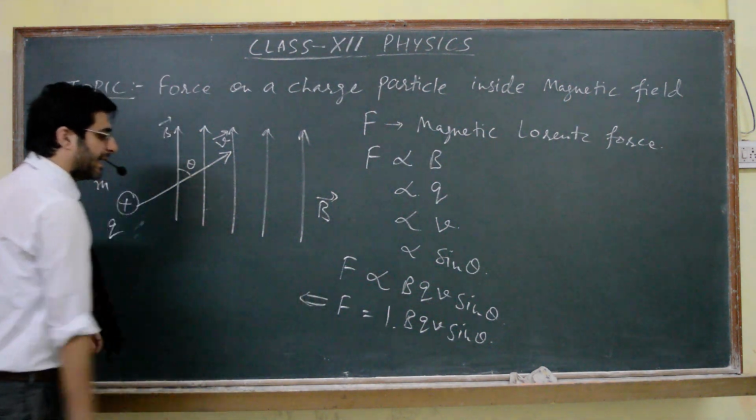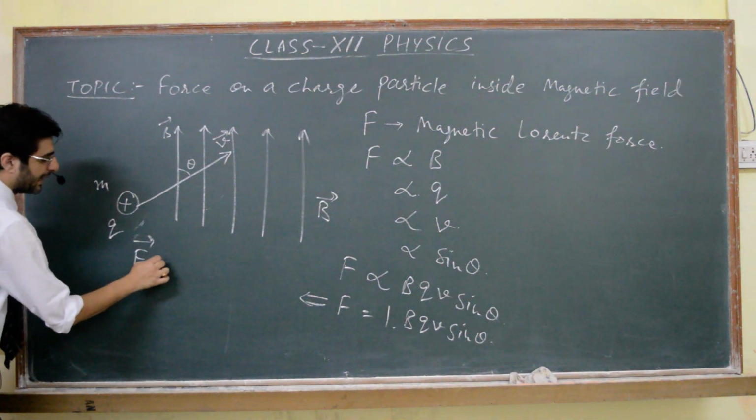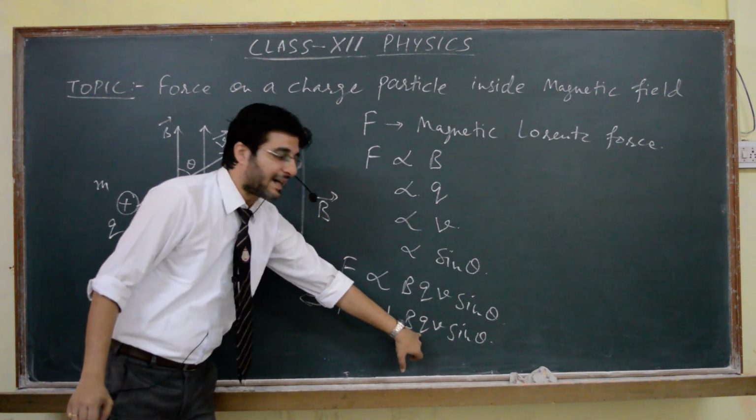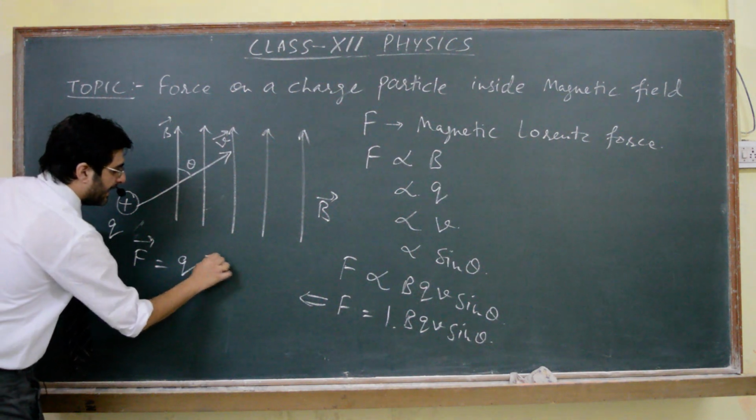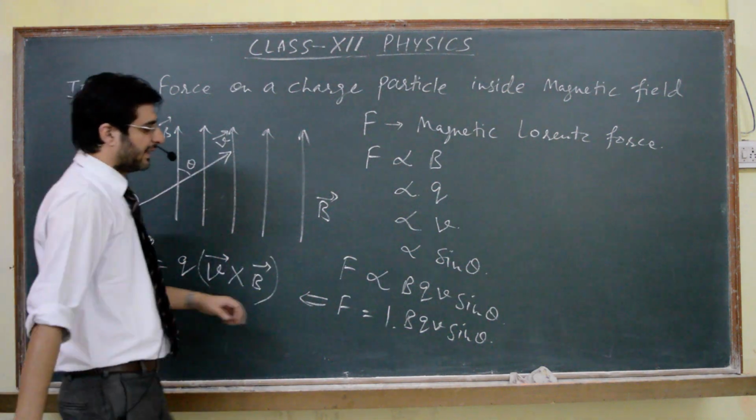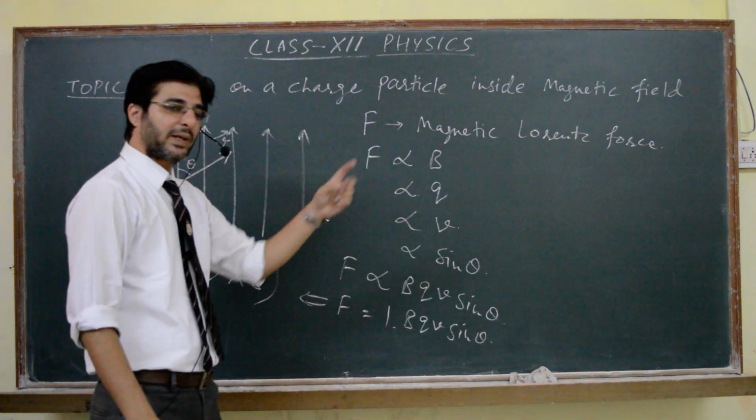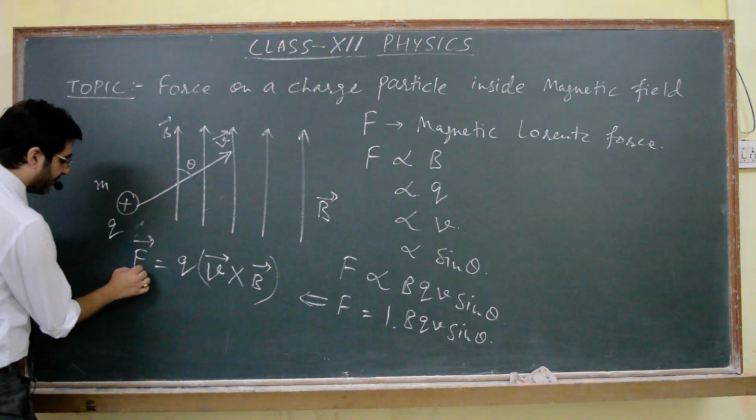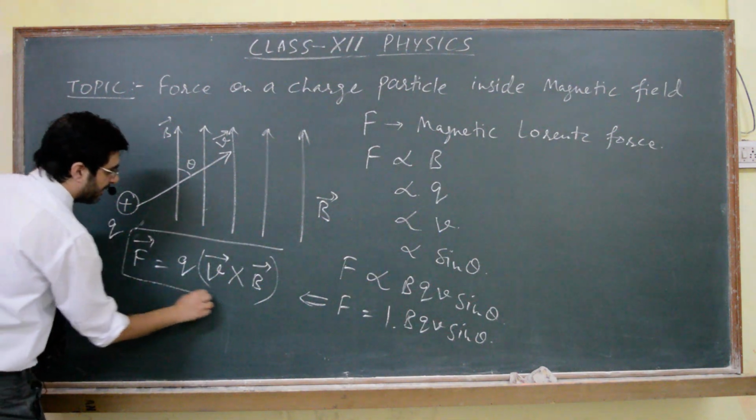If we talk about the direction, force is a vector quantity, so we write this force in vector form. Magnetic field and velocity are vector quantities. Charge is a scalar quantity. So we can say Q V cross B. Why is the cross product there? Because two vector quantities are there and sine theta is there, and we know two types of products: dot product and cross product. In the cross product there comes sine theta. So the magnetic Lorentz force in vector form is written as Q into V cross B.